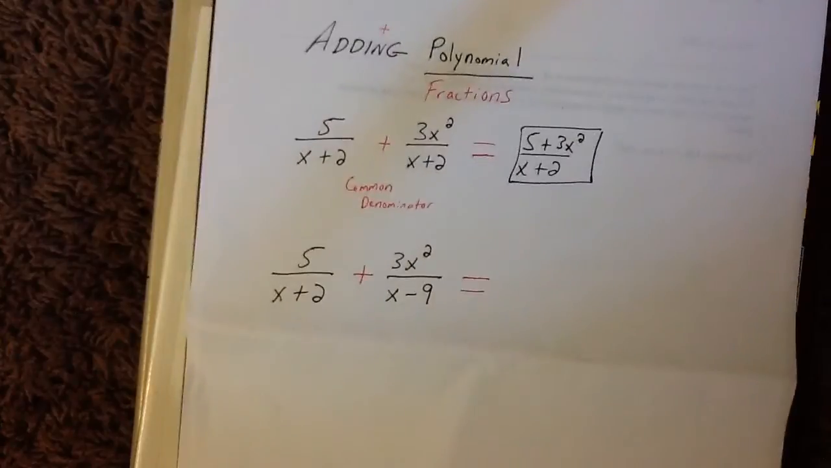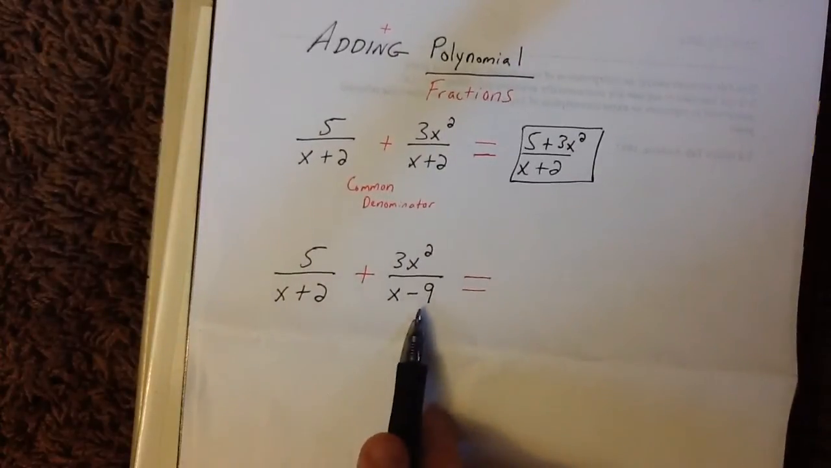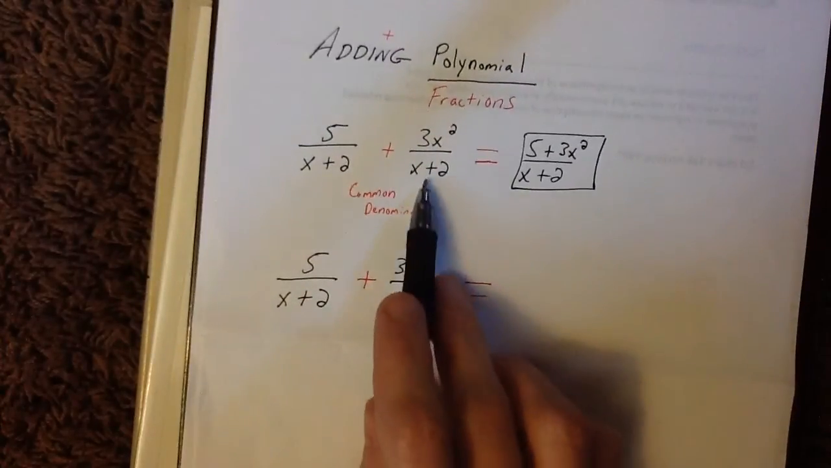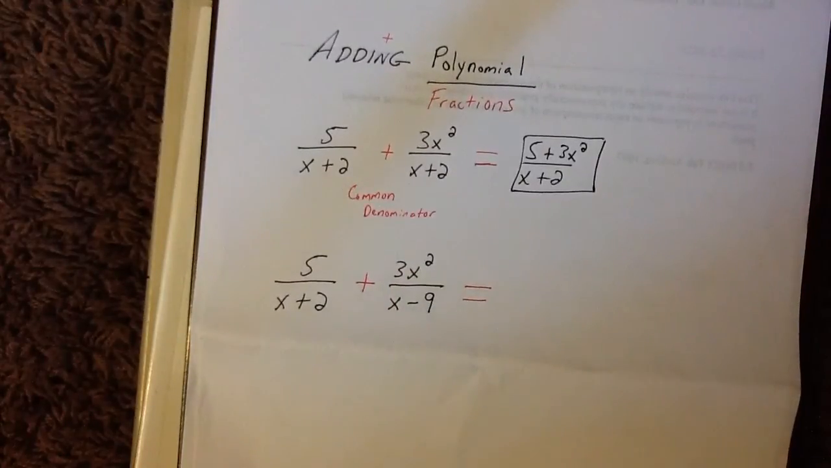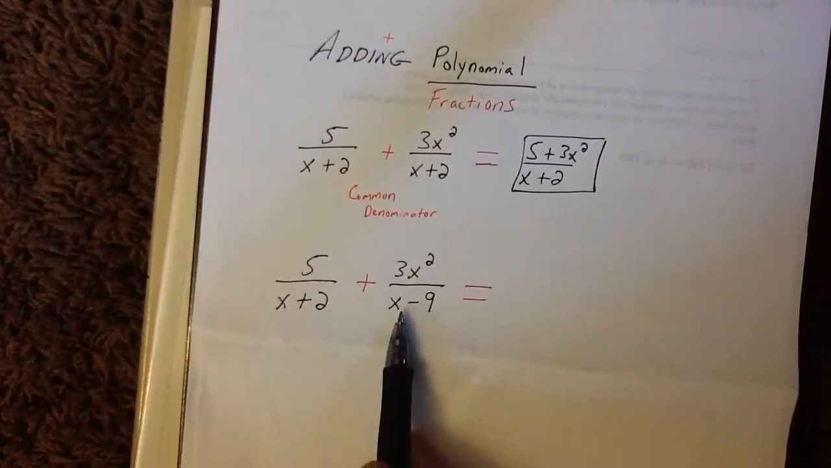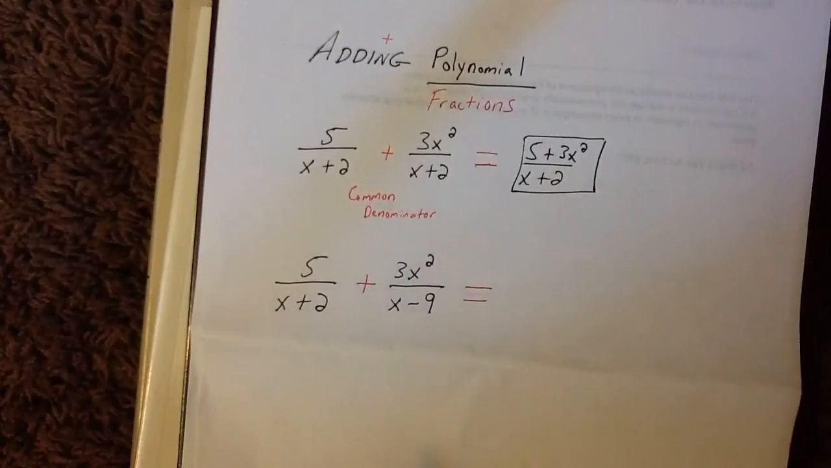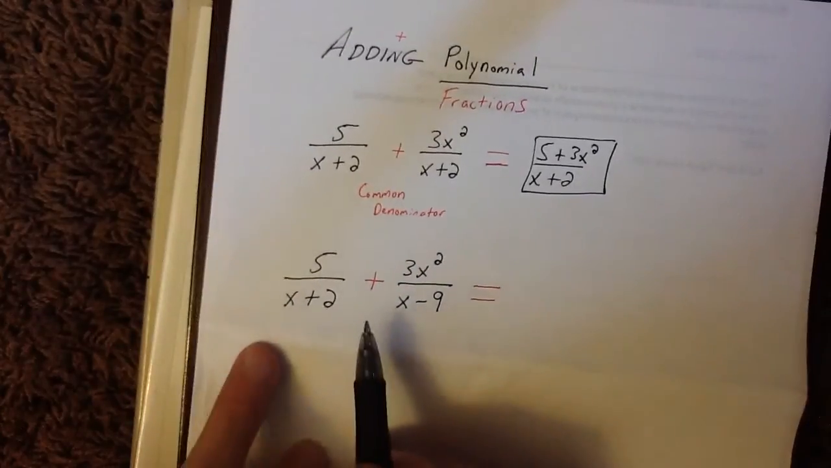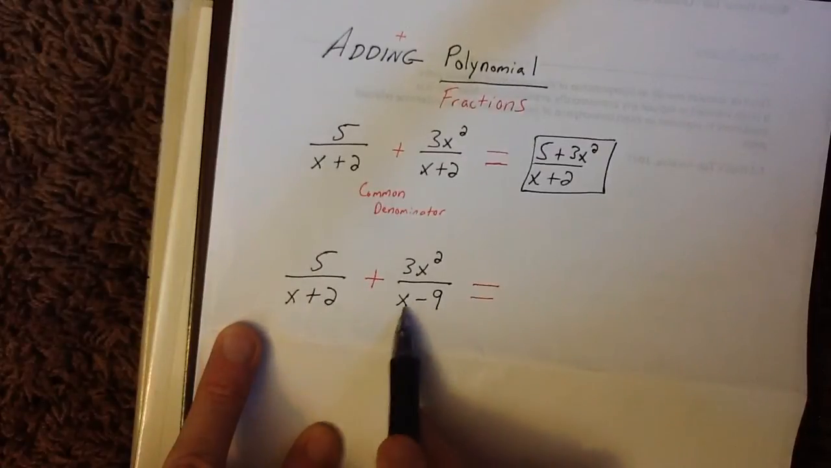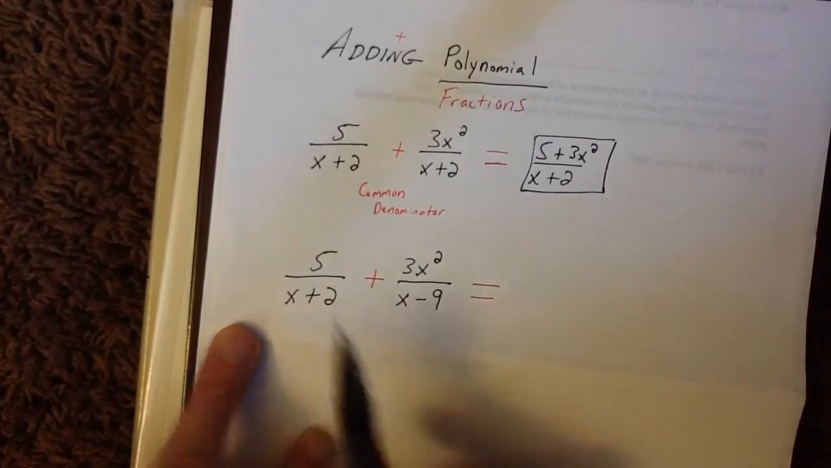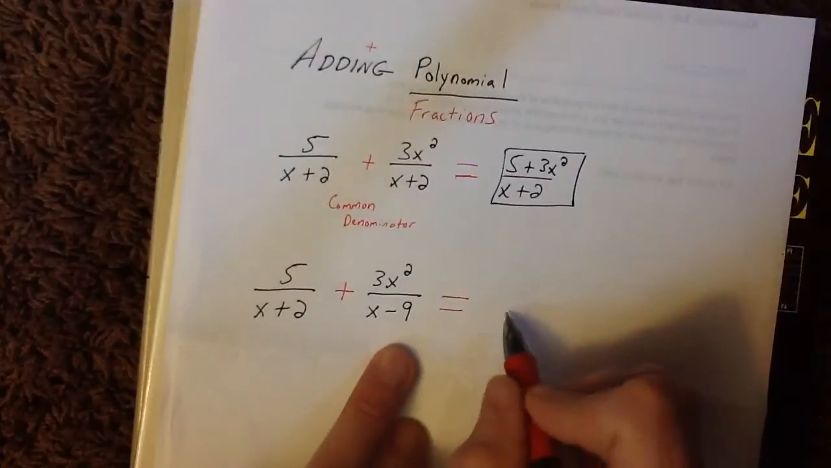The difficulty comes in whenever you do not have a common denominator. I have changed the plus 2 from this one into a minus 9. Otherwise, everything else is the same. But no longer are these denominators common. When this happens, you must make a new denominator that is the product of these two binomials. Product means to multiply.